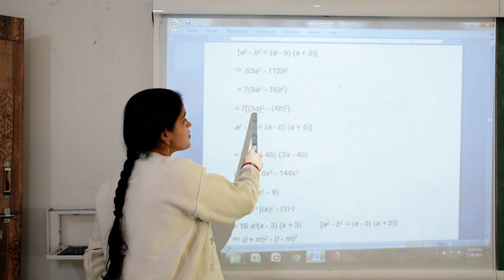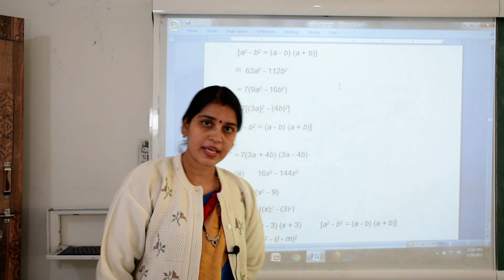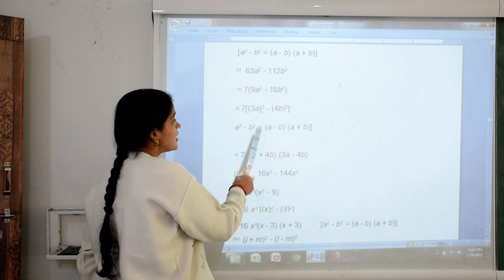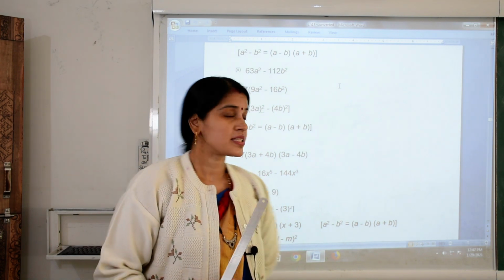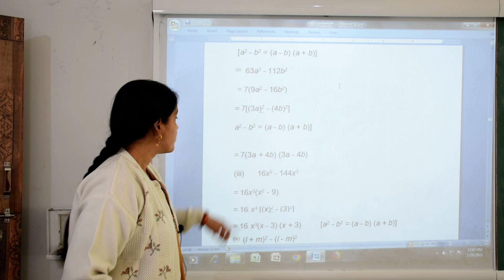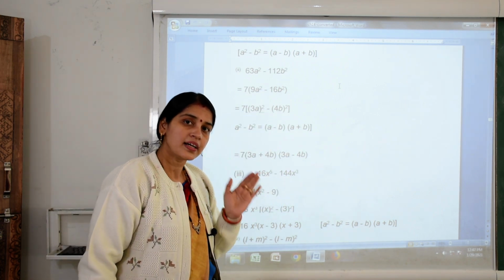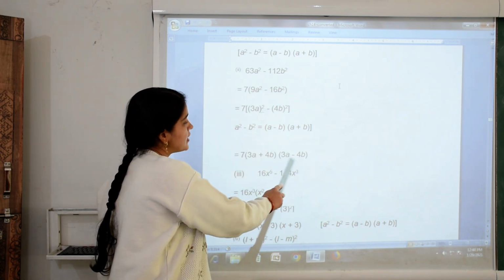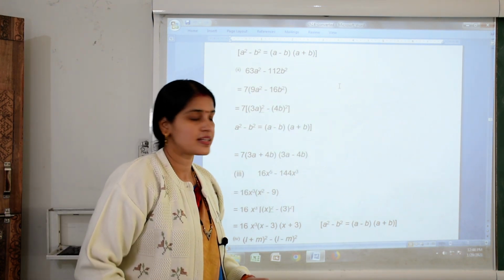So this one is in the identity form of a square minus b square. So we put the value in this identity, that is, one time it comes in minus and second time in plus. So what is a here? 3a, and what is b? 4b. But here 7 also, so that 7 we write outside the bracket, then we write (3a plus 4b) and (3a minus 4b), which is our required answer.